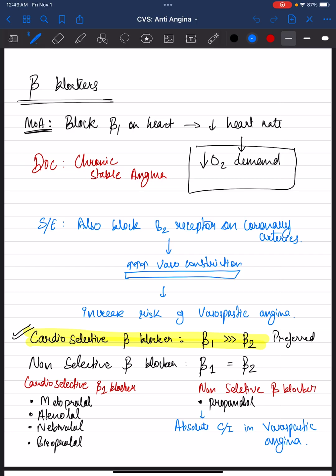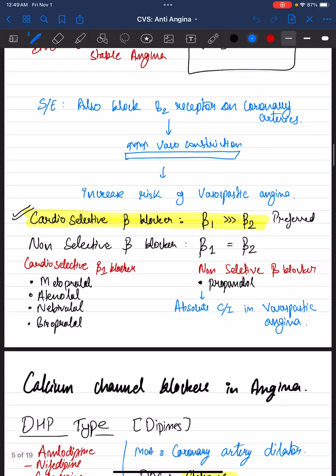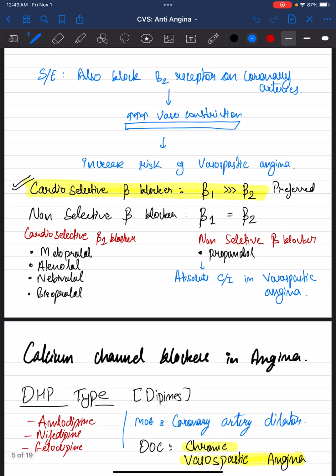So there's blockage of beta 2 receptors on the coronary arteries, which will cause vasoconstriction, and this vasoconstriction will increase the risk of vasospastic angina or Prinzmetal angina. So we saw that beta blockers are contraindicated in Prinzmetal angina because they also have the property of causing vasoconstriction. So the cardioselective beta blockers are always preferred.